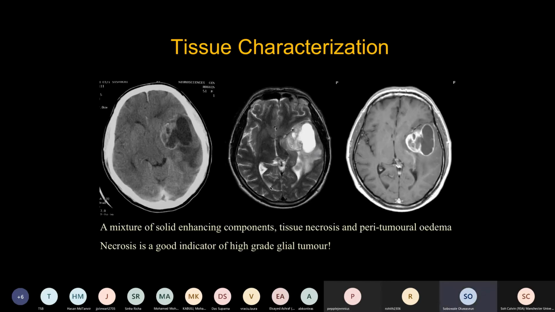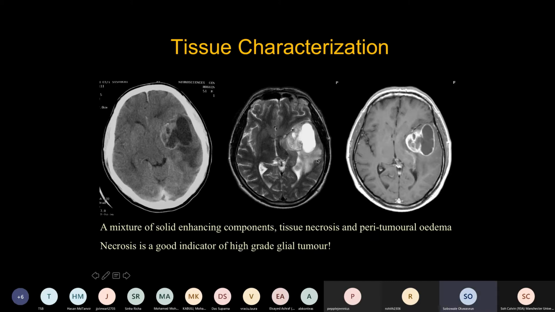So this lesion from CT, T2, and post-contrast T1 gives you different information. You've got a mixture of solid enhancing component, you've got tissue necrosis, you've got edema all around it. Necrosis is a good indicator of high-grade tumor.